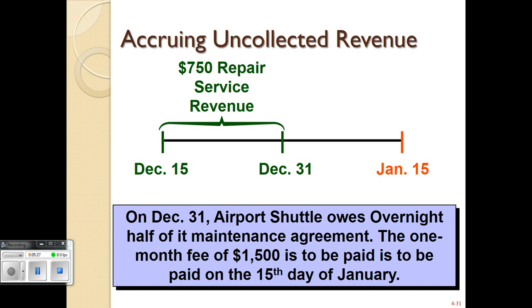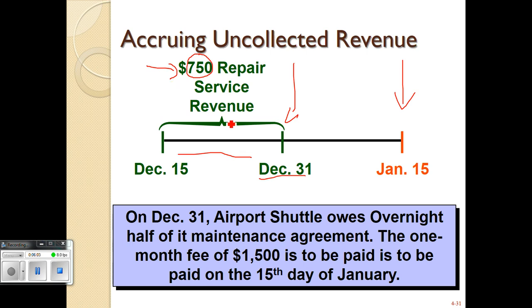Watch what happens. Suppose I have a process where I send out my bills and people pay me on the 15th of the month. It's now December 31st. I've worked for this particular customer for 15 days. They owe me $750 for work I've done. But they're not going to pay me until out here in January. Well, if I put together a balance sheet on December 31st, it's only fair that it show, A, that I earned this $750 in December.